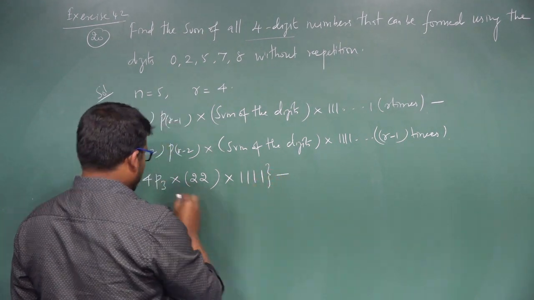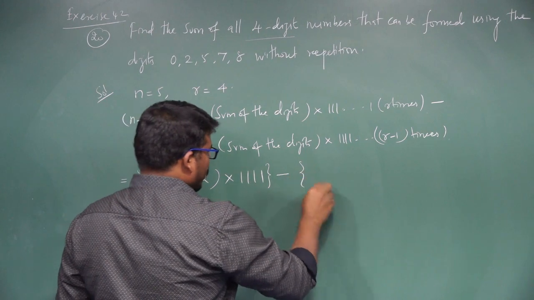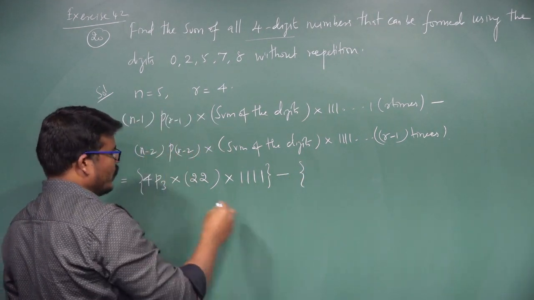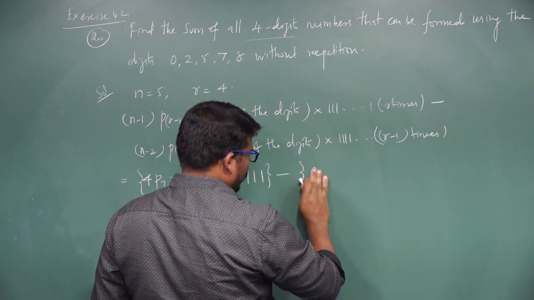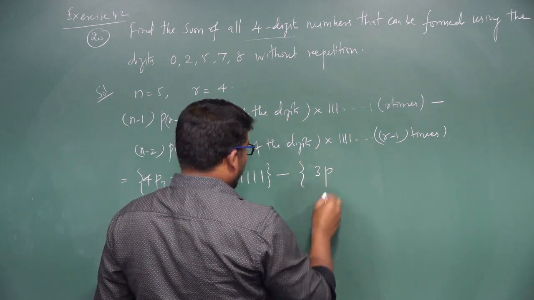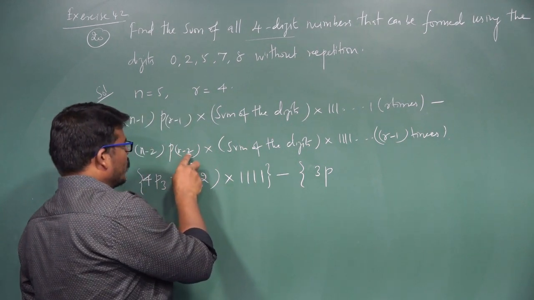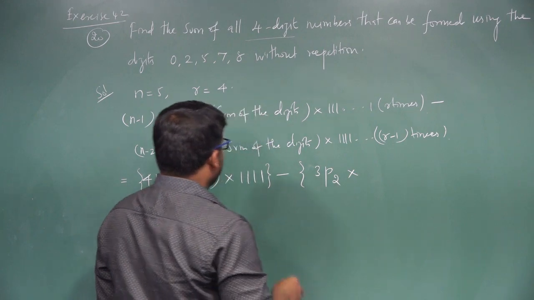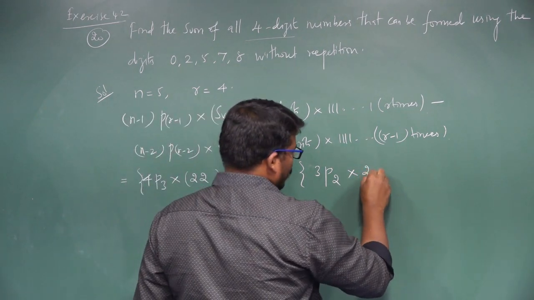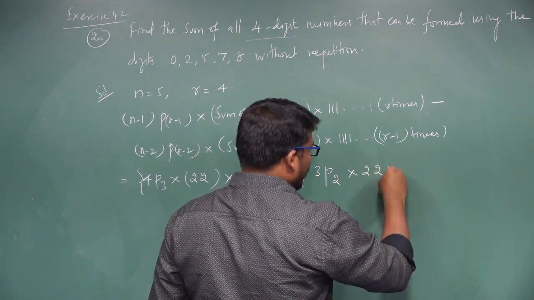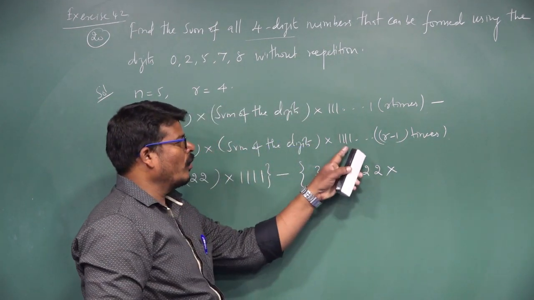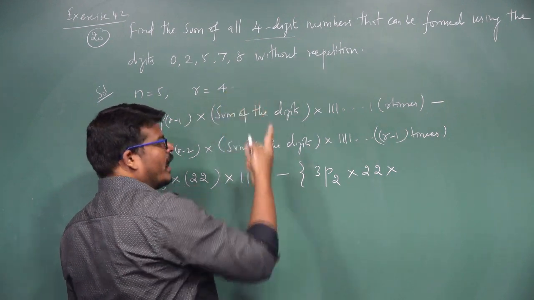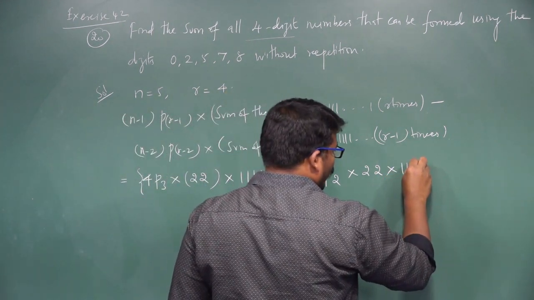Minus, next one: n minus 2. Here n is 5, and 5 minus 2 is 3. Then P(r minus 2), r is 4, and 4 minus 2 is 2, so 3P2 into the sum of the digits, which is 22, into 1, 1, 1 written r minus 1 times. R minus 1 means 4 minus 1, 3 times: 1, 1, 1.